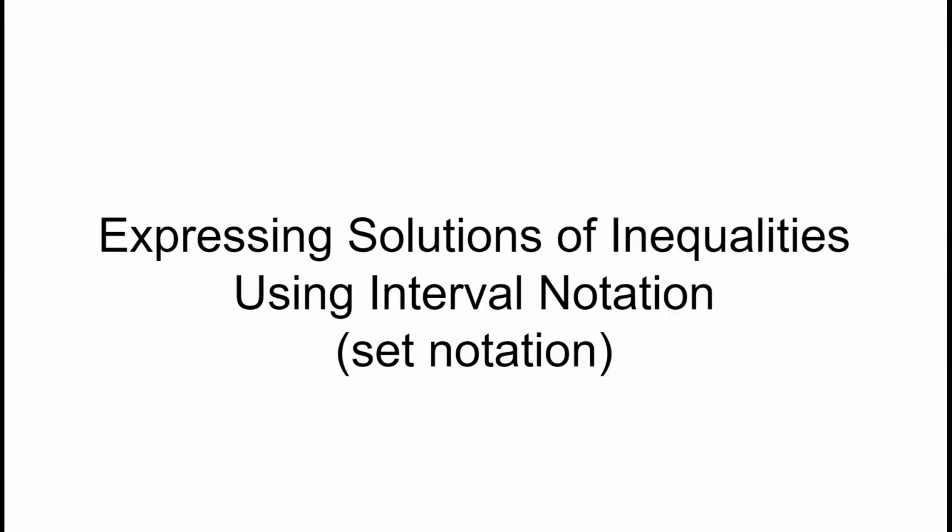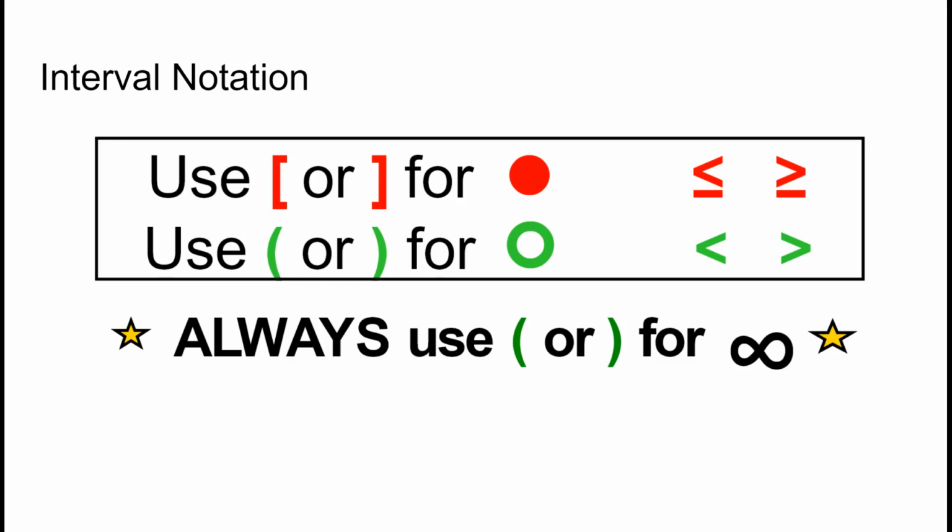When we express solutions of inequality using interval notation, sometimes called set notation, these are the following rules. We use a bracket for a closed circle or less than or equal to, greater than or equal to. We use a parenthesis for an open circle, and we also use a parenthesis for infinity. So let's take a look at some examples.